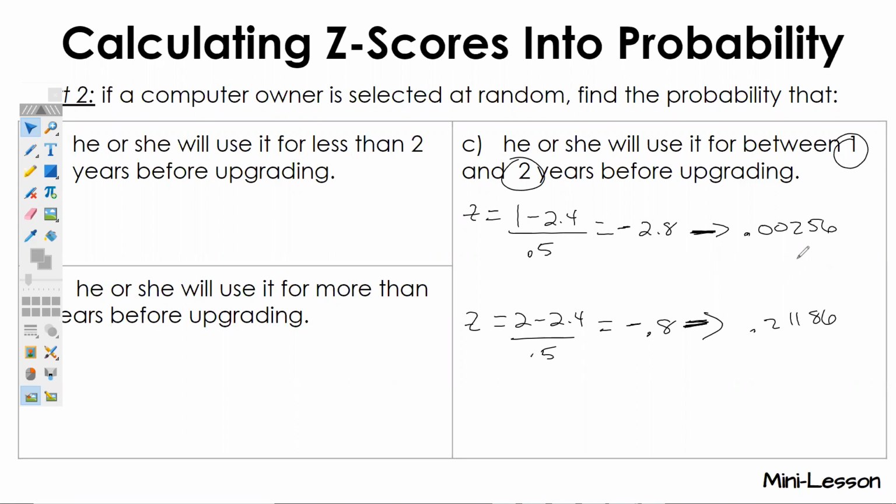If you pulled these numbers from your z-score table, you should have gotten 0.00256 and 0.21186. Now this says between, so we're going to subtract the proportions. So 0.21186 minus 0.00256, and that's going to give us 0.2093. That's 20.93%.